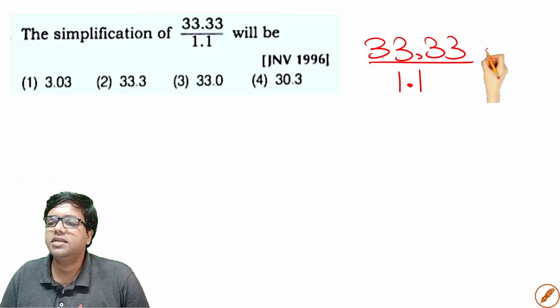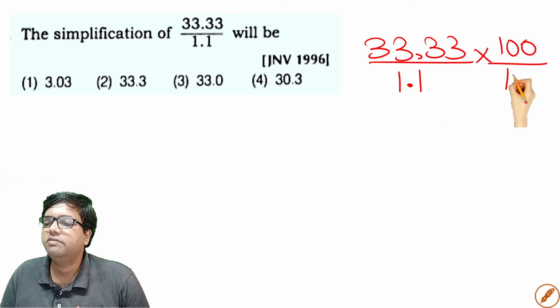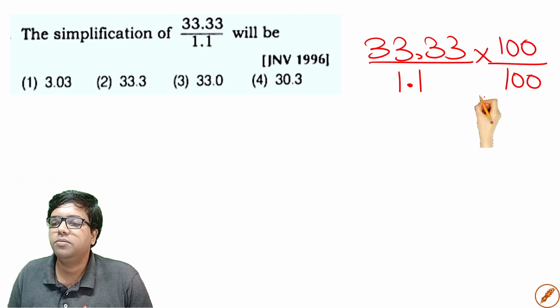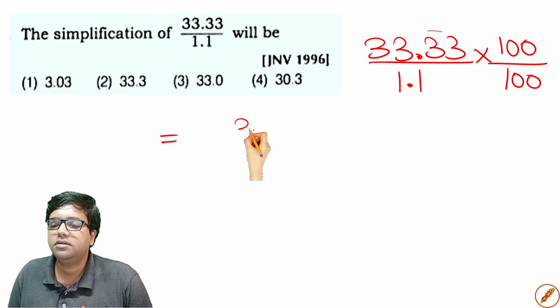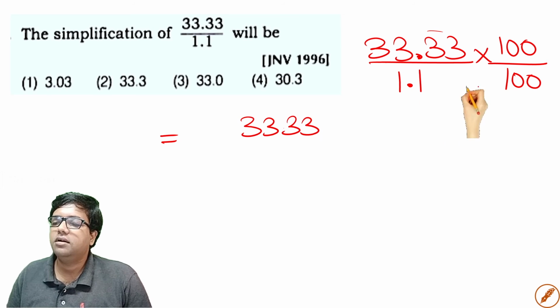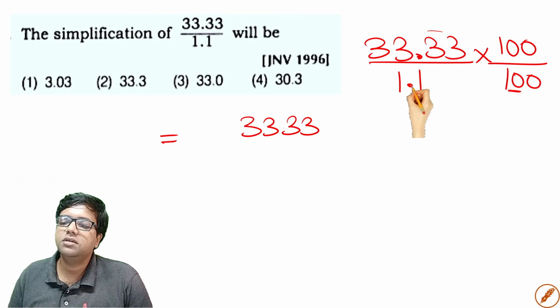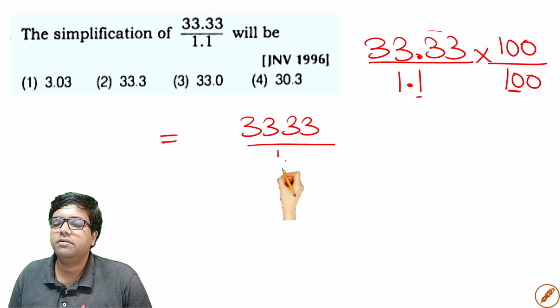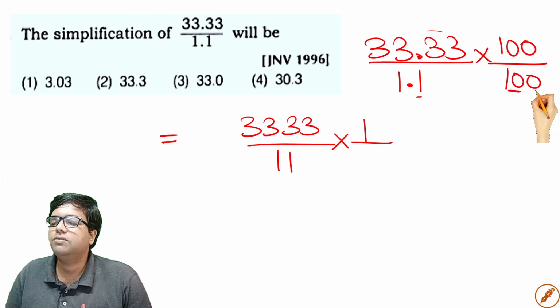So let's take away the decimals. So we will multiply 2 zeros and 2 zeros in the numerator and denominator. So the 2 digits after the decimal point will go away, which gives me 33. And I will take only 1 zero here because there is only one digit after the decimal point. So I will get 11 in the denominator and there is one more 0 left.